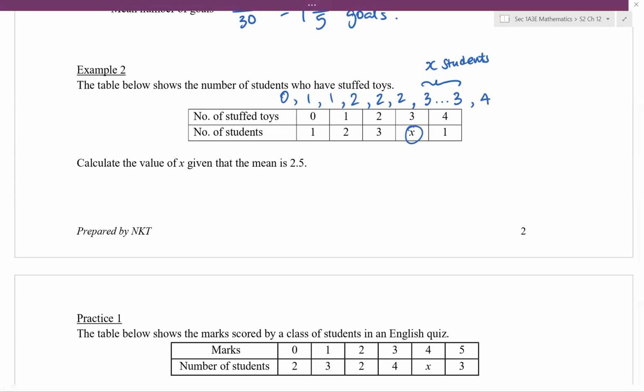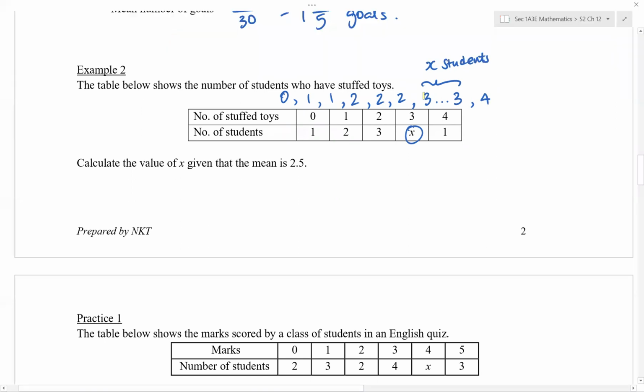Now take note, when you draw it this way, I put the start as a 3 and the ending as a 3. But it could very well be no students have 3 toys. It could be just 1 student who has 3 toys. It could be 2, it could be 3, it could be more. We don't know. Okay, so calculate the value of X given that the mean is 2.5.